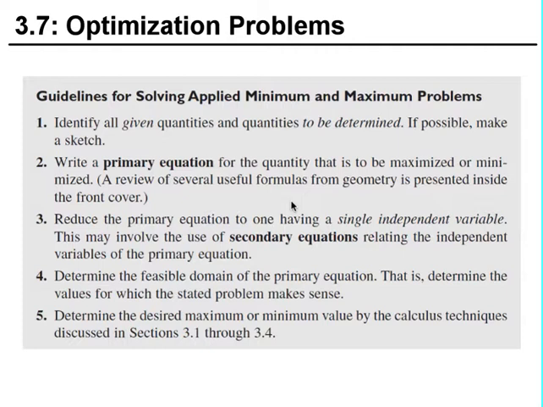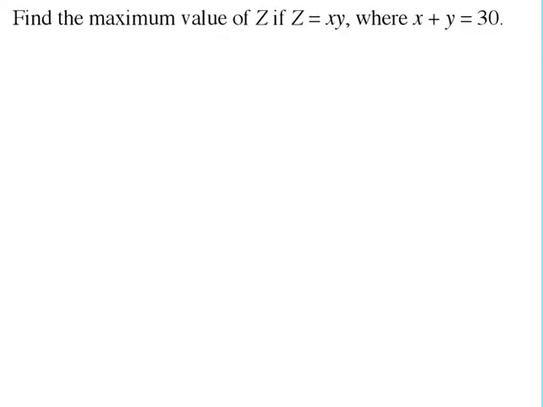And then step 5, determine the desired maximum or minimum value by the calculus techniques discussed in sections 3.1 through 3.4. So basically, all we're doing today is finding maximums and minimums. That's all we're doing. The steps to find a maximum and minimum are the same steps that we used when we had increasing and decreasing functions. Okay, so let's go ahead and look at example 1.